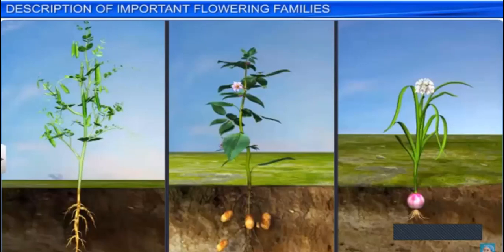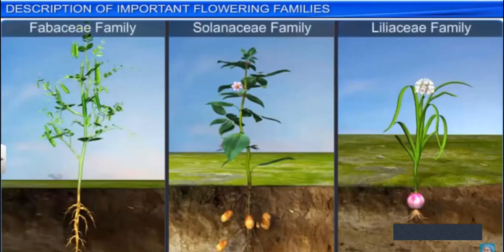Flowering plants or angiosperms are the most diverse group of plants on Earth. These plants are categorized into different families based on their morphological characters. Let's describe a few important flowering families.